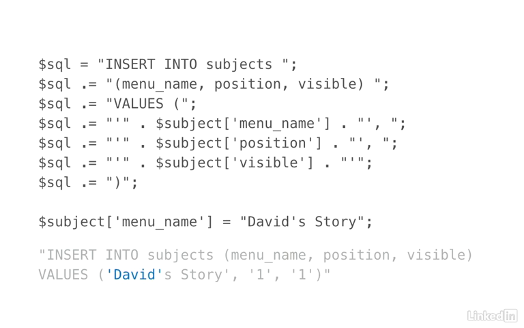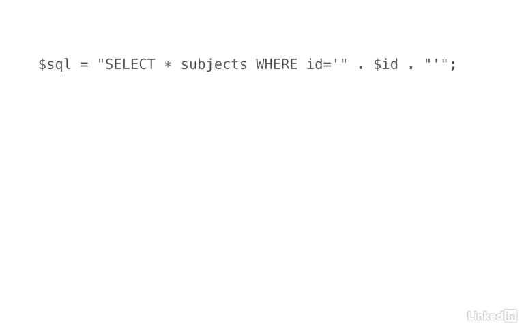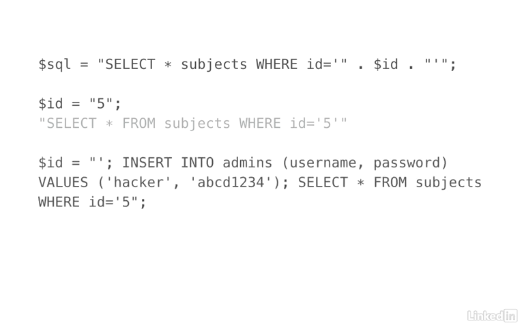However, a hacker can use this same technique to do a lot of harm. Here's another example using an SQL select statement. This is the kind of query we use on our show, edit, and delete pages when we find an existing subject. We would get the ID from the URL string, and if the ID is 5, then the SQL would look something like this. But now imagine that a hacker comes to the page and changes the URL string so that the value is no longer 5, but instead is a long, complicated string like this.